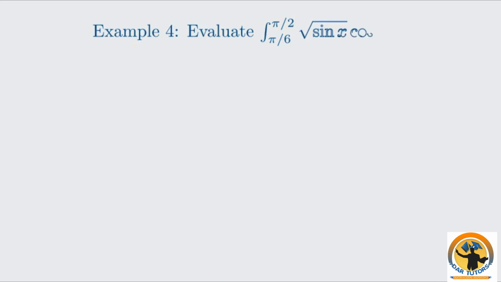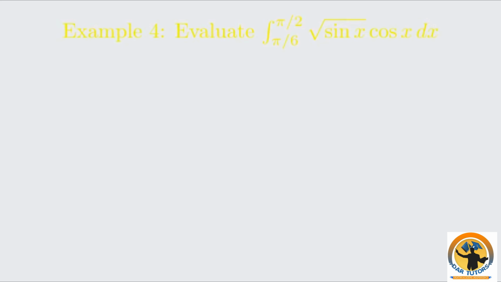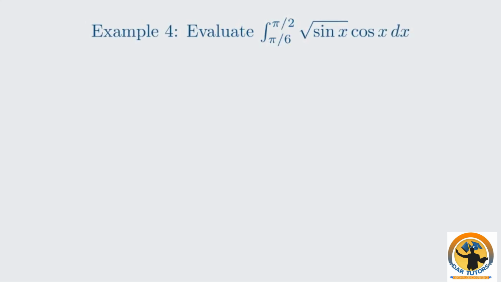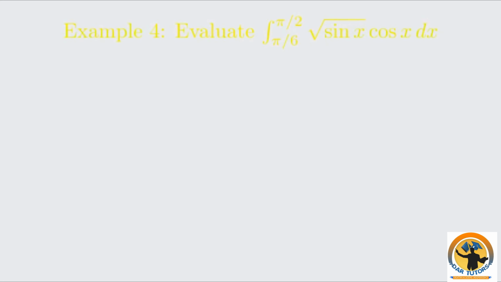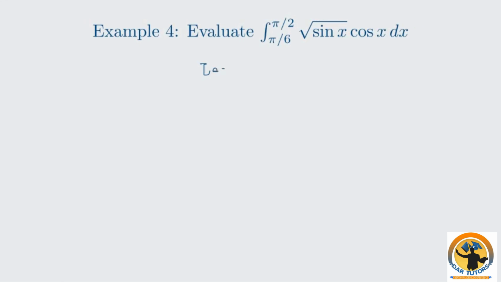Let's do another substitution example, this time with a trigonometric function. We want to evaluate the integral from pi over 6 to pi over 2 of the square root of sine x times cosine x. Again, we look for a function and its derivative. The derivative of sine x is cosine x, which is present in the integral. So we let u equal sine x. Then du dx equals cosine x, which means cosine x dx is equal to du.